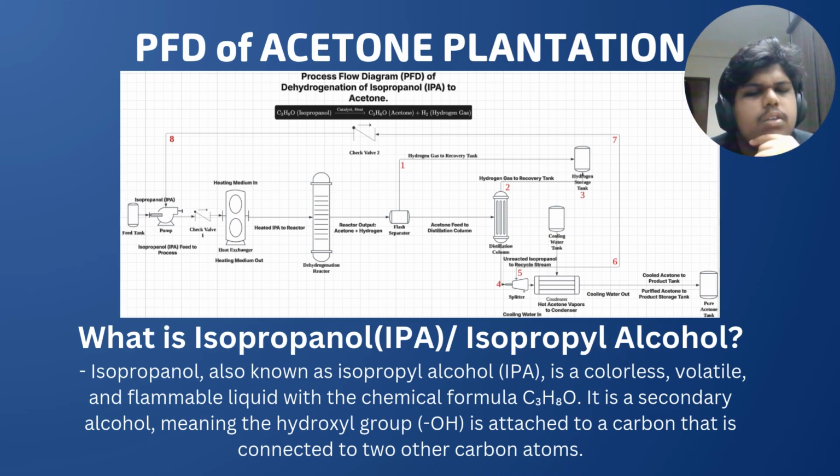Alright, so what is isopropanol? Isopropanol, also known as isopropyl alcohol, is a colorless, volatile, and flammable liquid with the chemical formula C3H8O. It is a secondary alcohol, meaning the hydroxyl group, negative OH, is attached to a carbon that is connected to two other carbon atoms. So let's get to the process.